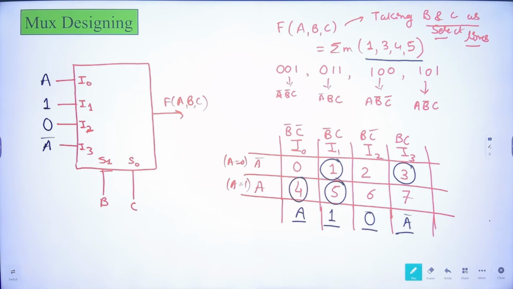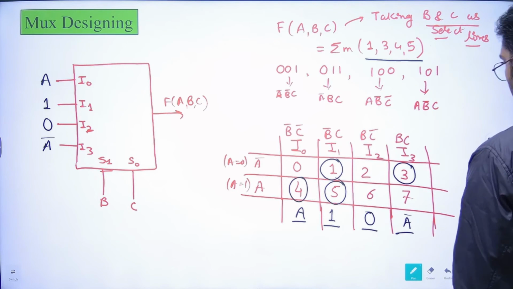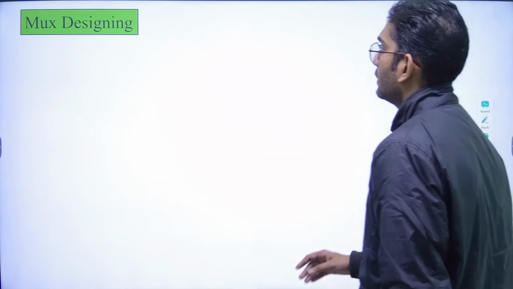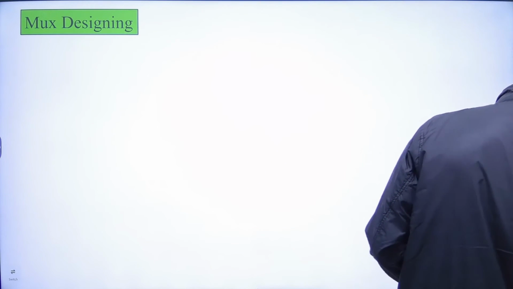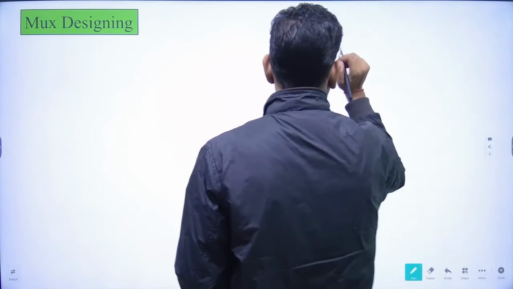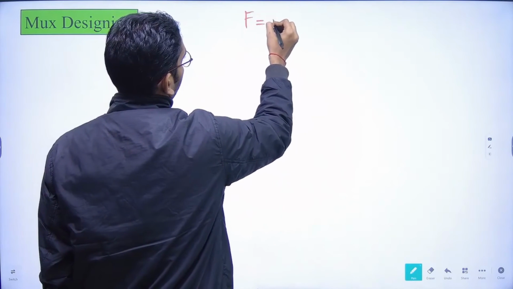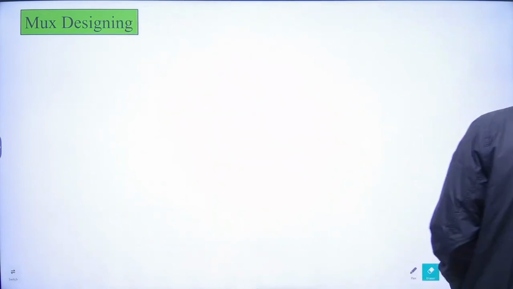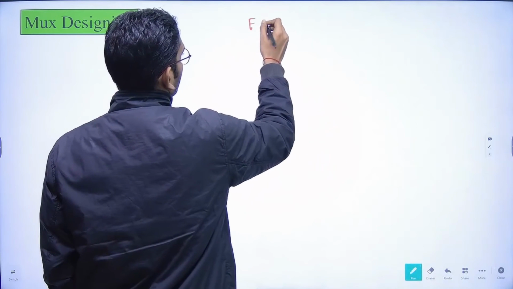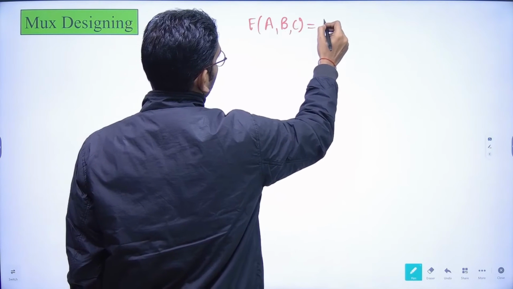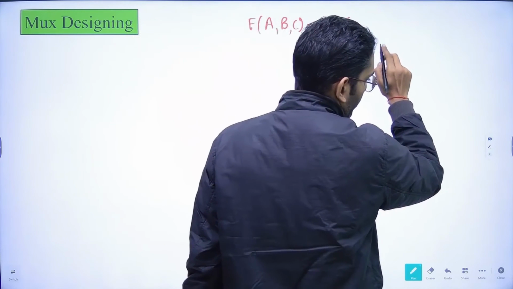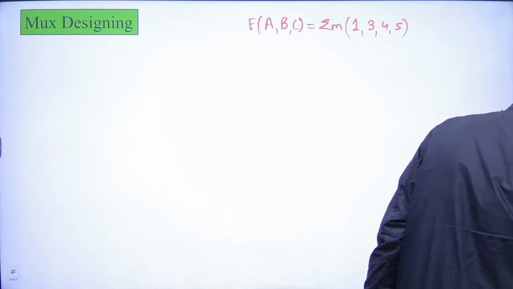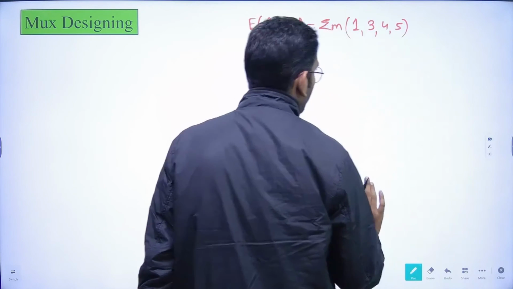Fine. Now if in this particular case itself, it is given that you have to use A and B as the select lines, let us take this particular thing. The example is the same. Now I would have to write down the equation again. The question is F of A, B and C equals the minterms 1, 3, 4 and 5.